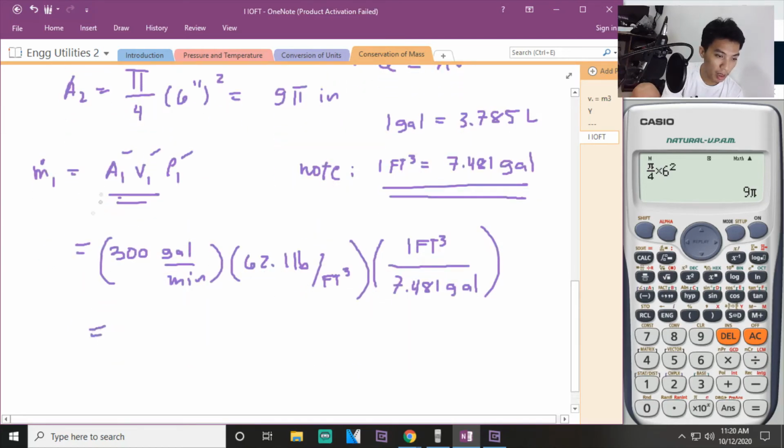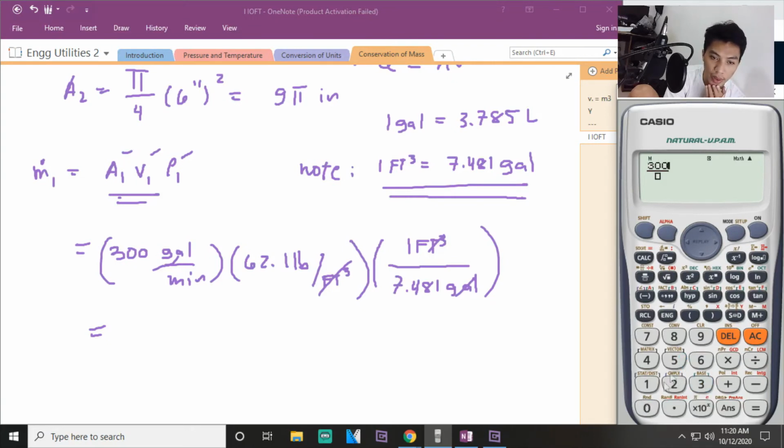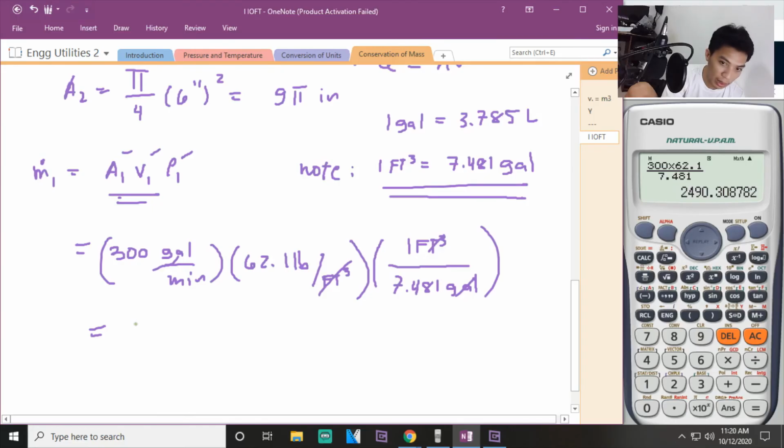Makukuha natin si mass flow rate. That will be cancel, cancel, cancel, and cancel. Pounds per minute. So, that is 300 times 62.1 divided by 7.481. Okay. 2490.3088 pounds per minute. That is mass 1.